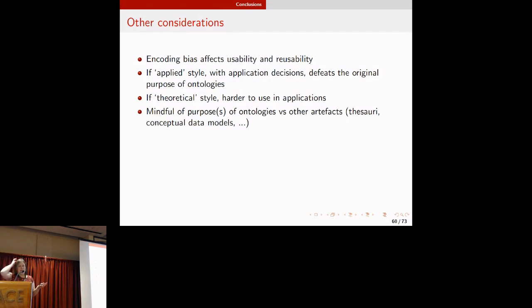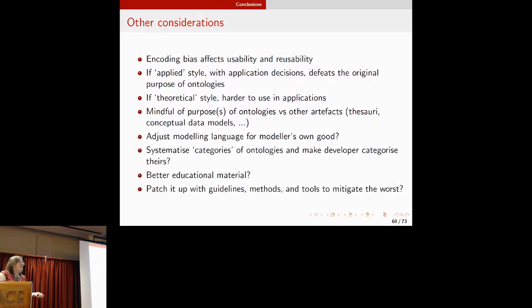So, and again, then there's the other thing: maybe we have to be mindful of the purpose of the ontologies and sometimes not conflate other artifacts like conceptual data models or thesauri as ontologies, because they interfere with this notion of ontology style as well. There are various things we can look at to see what to do. Maybe we should adjust modeling languages for the modeler's own good. I know it sounds a little bit condescending, but maybe we should remove the data properties from OWL to make sure that people don't use them, because ontologies are not supposed to have that. But then you can say, well, no, we want to have this for the applied reason. So that is something you may want to discuss and debate about.